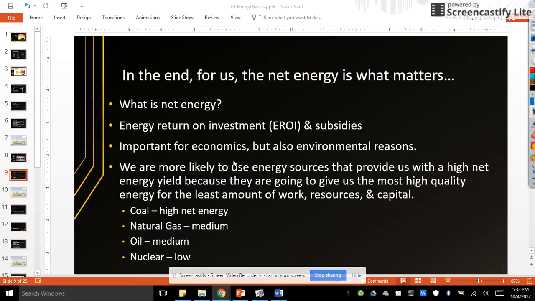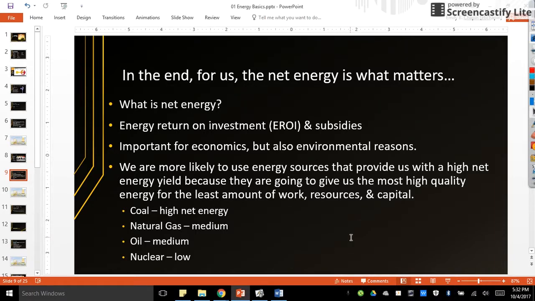So if an energy resource has a higher net energy yield, we are more likely to use it in the market because it is going to be the cheapest option with the greatest amount of energy. So this is typically why we see fossil fuels used more often for our energy resources than our renewable resources, because our renewable resources are generally a lower net energy yield in the end.